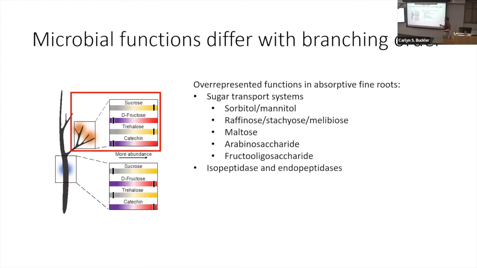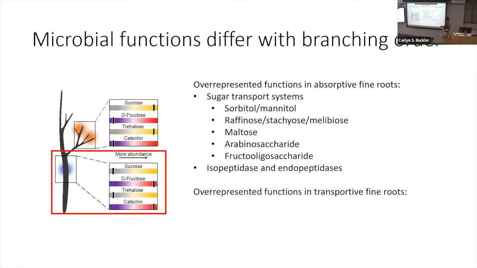And we also saw a greater abundance of isopeptidases and endopeptidases. On the flip side, in the transportive fine roots, we saw overrepresentation of dipeptidases. I'm not entirely sure why we're seeing this pattern here. Probably has something to do with maybe amino acids or maybe the energy you can pull from trying to break those things down. And urea transport, which is completely random, and I have no idea why that's there. If anyone knows anything about urea in plant roots, definitely let me know.